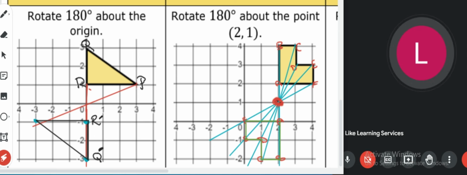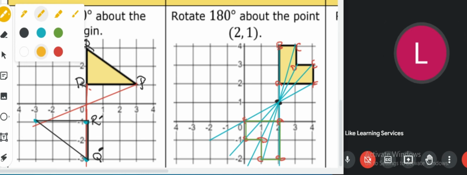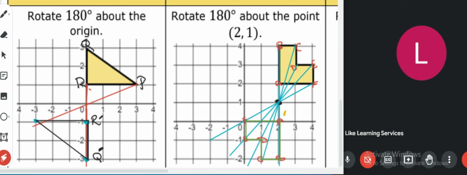The same distance from the center of rotation to A, measure that same distance on the other side. So this becomes A prime. The same distance from here to F, do it on the other side. This becomes F prime. From the same distance to D, measure that same distance on the other side. This becomes D prime. We do the same thing for E, the same distance. This becomes E prime.